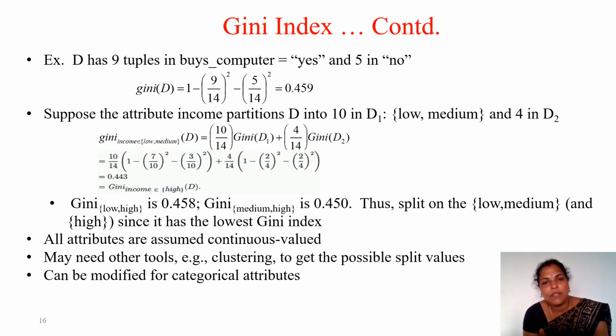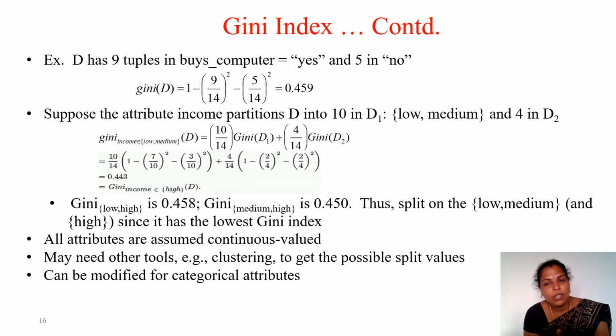Then how to compute Gini of D, you know, you have to apply that, and for Gini of income belonging to high we get the value. Likewise, for Gini of low comma high, we get a value of 0.458. Gini of medium comma high, we get a value of 0.450. Thus, the split on low comma medium and high has the lowest Gini index.